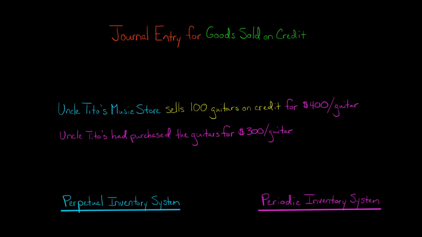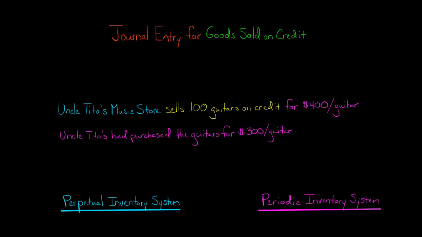In this video, I'm going to show you the journal entry a company would make if it sold its inventory on credit. So let's say we've got the company Uncle Tito's Music Store, and they sell 100 guitars to a customer on credit for $400 a guitar. On credit means that they're not receiving the cash up front. At some point in the future, the customer is going to pay the cash. So Uncle Tito's had originally purchased the guitars for $300 a guitar.